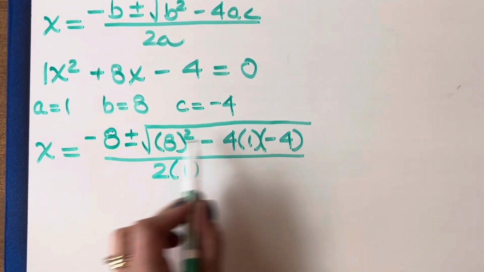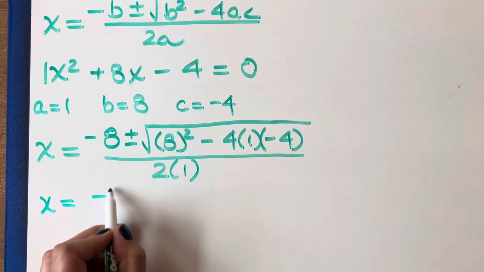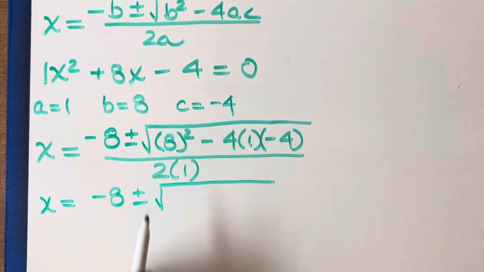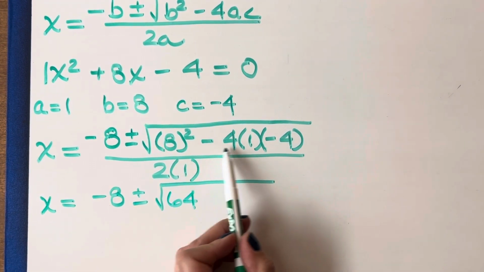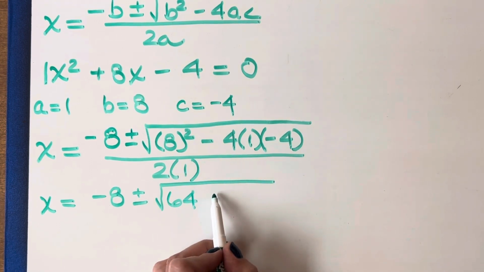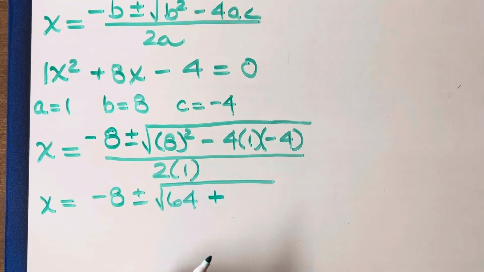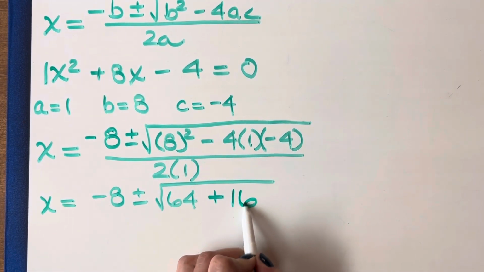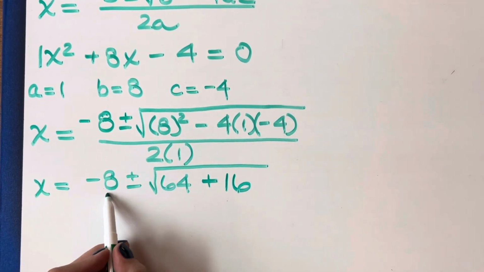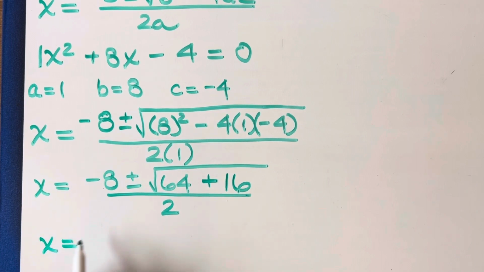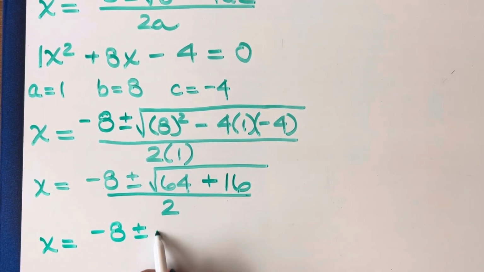So now we have some cleaning up to do under the radical first. I'm going to leave my negative 8 and then plus or minus, and under here I'm going to get 64. Be careful when you do this, because I have a negative times a positive times a negative, that's going to make that a plus. So negative 4 times 1 times another negative 4 is 16, and I already know it's positive. And then in my denominator, 2 times 1 is 2. So in my next step, I'm going to have negative 8 plus or minus, and underneath my radical is 80.